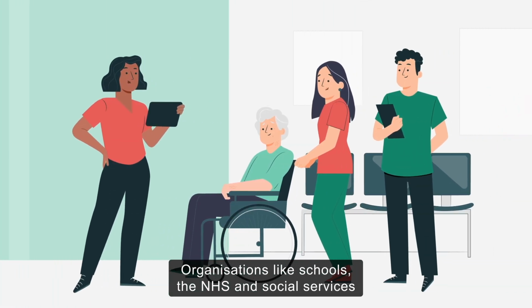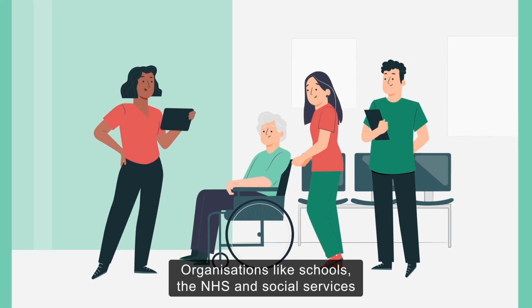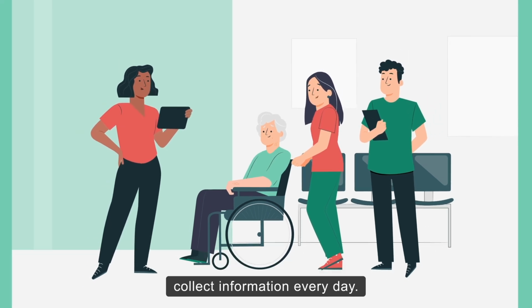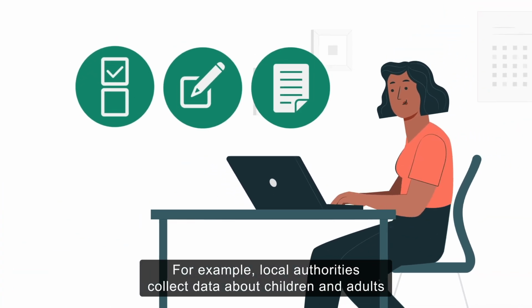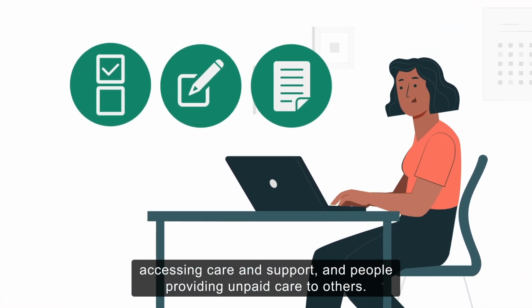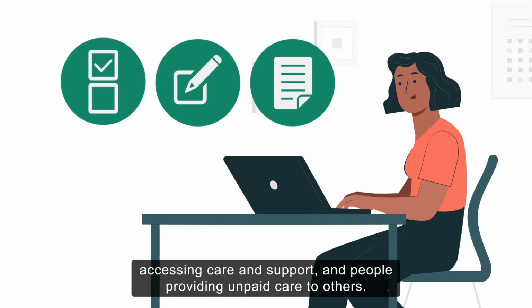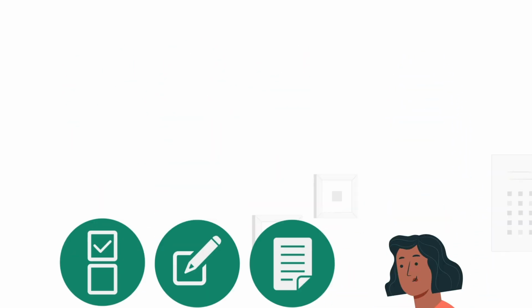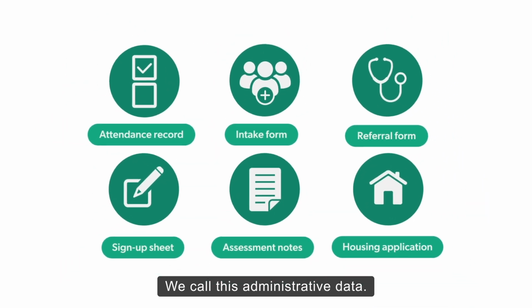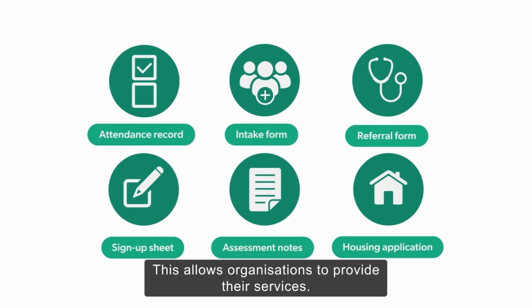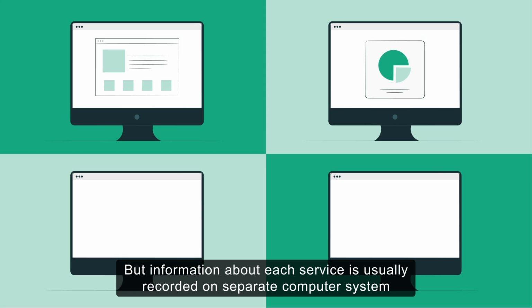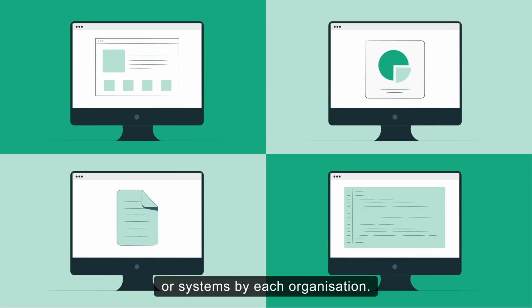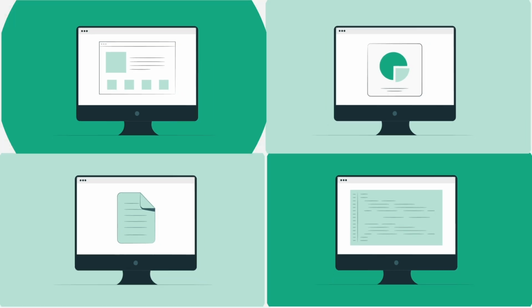Organisations like schools, the NHS, and social services collect information every day. For example, local authorities collect data about children and adults accessing care and support, and people providing unpaid care to others. We call this administrative data. This allows organisations to provide their services. But information about each service is usually recorded on separate computer system or systems by each organisation.